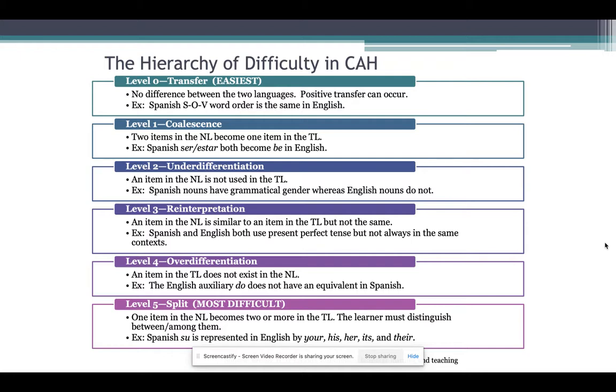Interestingly, the highest level of difficulty in the hierarchy is when the L1 has one form that is represented as several different forms in the L2. So an example of this is when Spanish speakers are trying to learn the English possessive pronouns your, his, her, its, their. We have all these different possessive pronouns, right? But these are all represented as one word in Spanish. In Spanish, they just have su. So they've got to learn to turn this su into all these different things. So they've got to be paying attention to this. Like, okay, is this singular? Is this plural? Is this masculine? Is this feminine? That's hard for them.